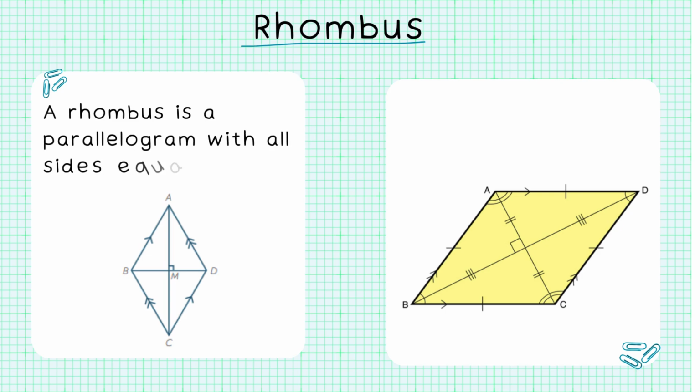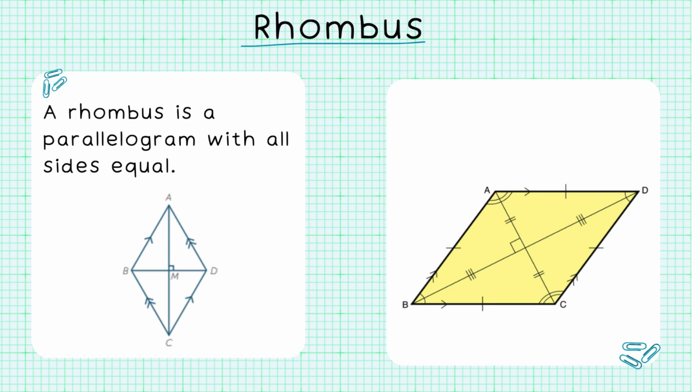A rhombus is a parallelogram with all equal sides. A rhombus is a parallelogram because, again, the opposite sides are parallel, the opposite angles are equal, and the diagonals bisect each other. The diagonals of a rhombus bisect each vertex angle. These diagonals bisect each other at right angles or are perpendicular.